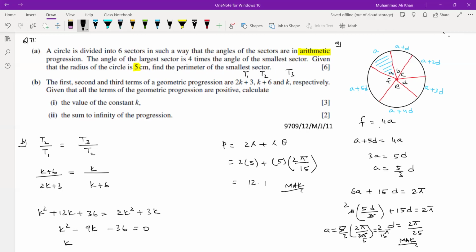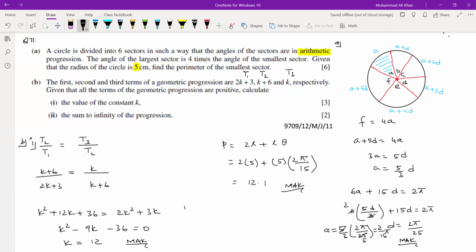What are the two values of k? 12. We are selecting 12 because all the terms are positive. It is given in the question.